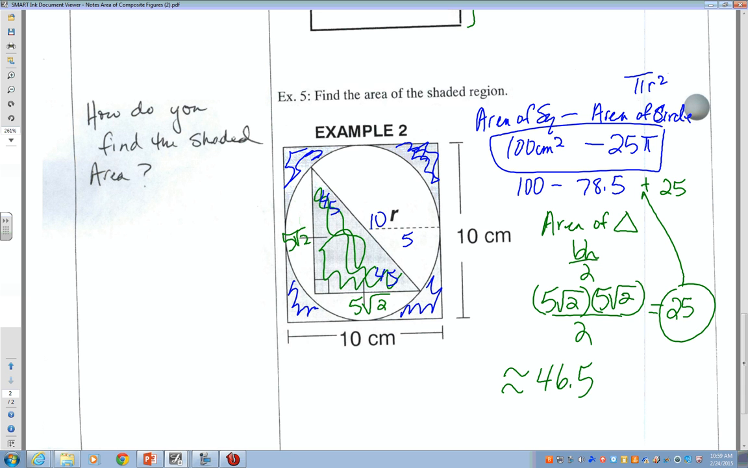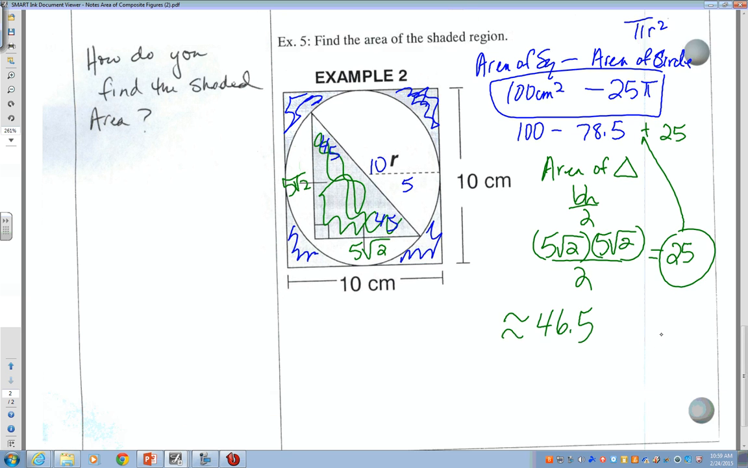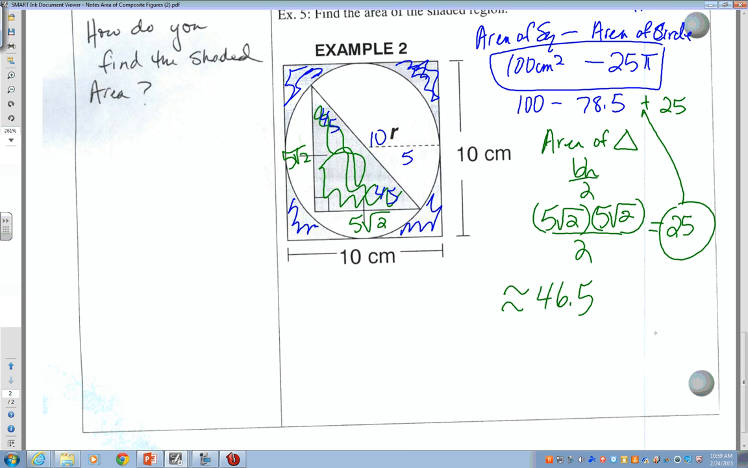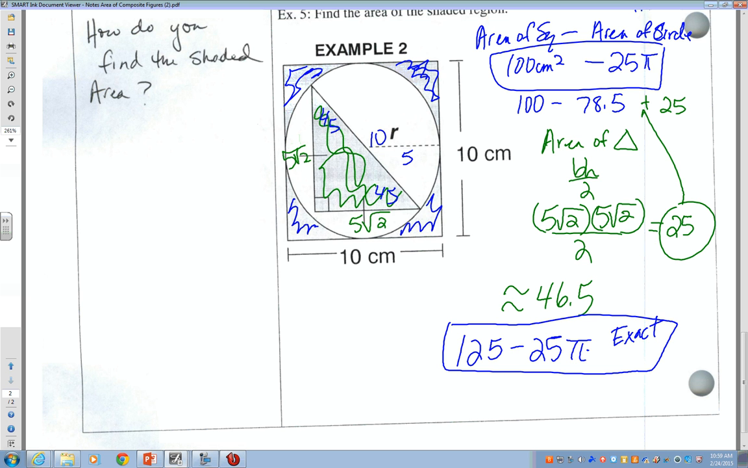If I wanted the exact answer, then I can only take the 25 and add it to the 100, right? So it'd be 125 minus 25 pi. You talking about the unit square? You can just keep it like this, because it's going to end up being square units at the end.